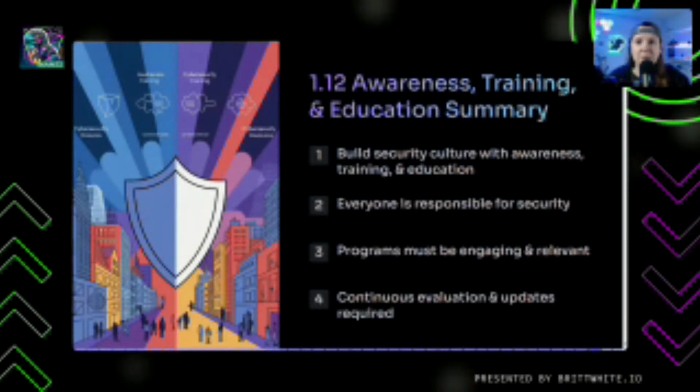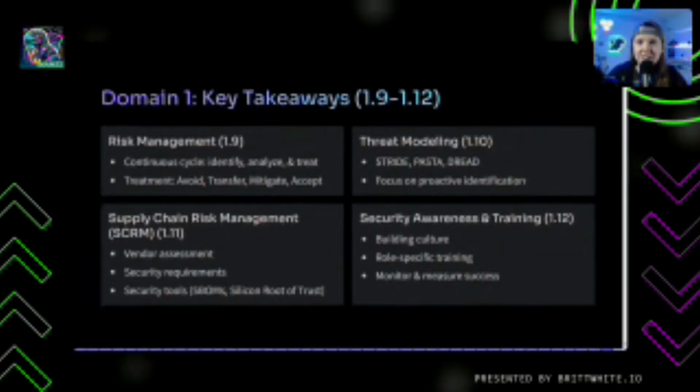Alright, as we wrap up our exploration of Domain 1 Security and Risk Management with Exam Objectives 1.9 through 1.12, let's review the key concepts we covered today. First, let's talk about risk management. This is truly the foundation of security. Think of risk management as a continuous cycle. We identify what's valuable to our organization, analyze potential threats and vulnerabilities, and then decide how to handle those risks.